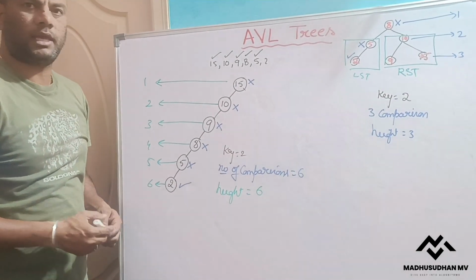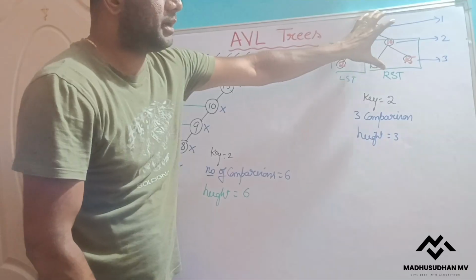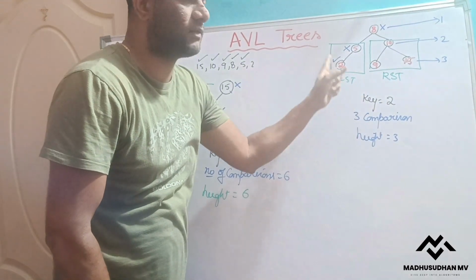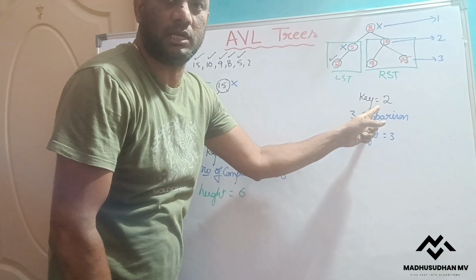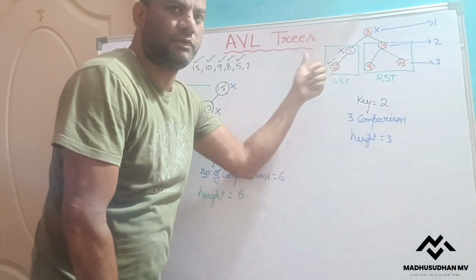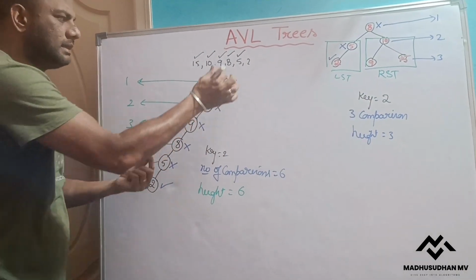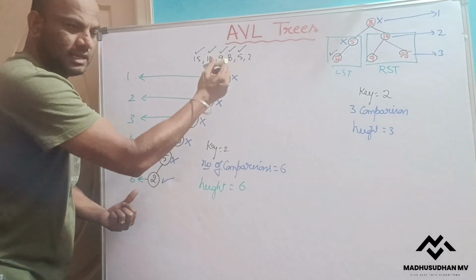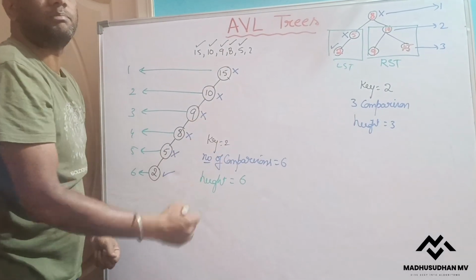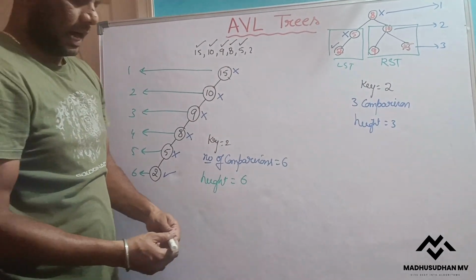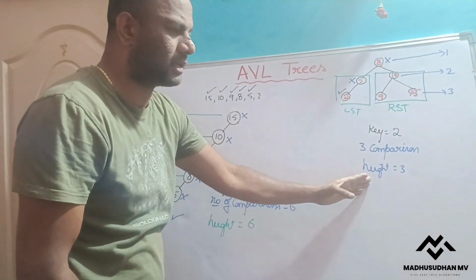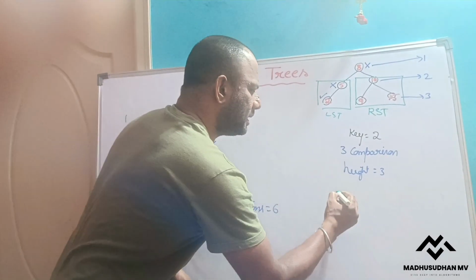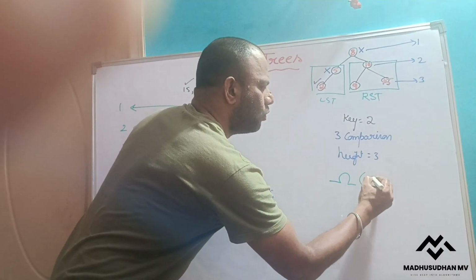Here the height of the tree is 3 in the earlier case, and we needed 3 comparisons to find the key element. Again, the same elements, but in this case the height of the tree is 6, and the number of comparisons goes up to 6. The earlier one is the best case, where I found the element at the 3rd comparison only.